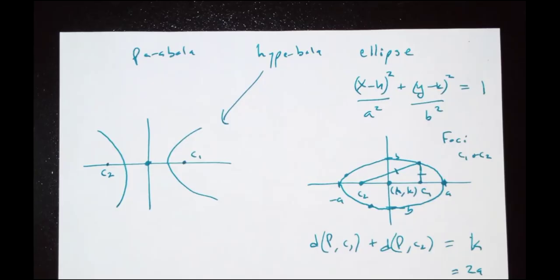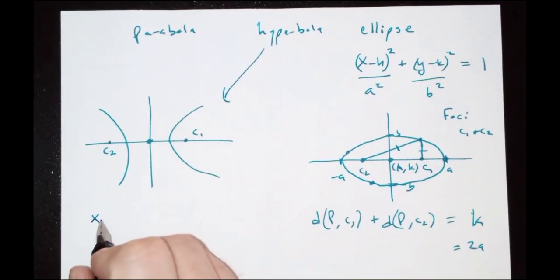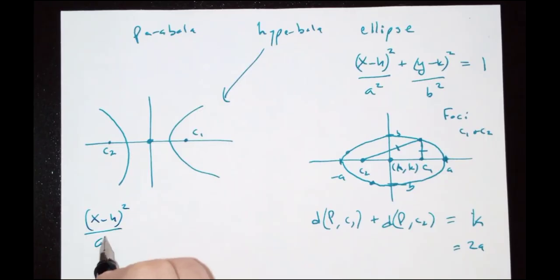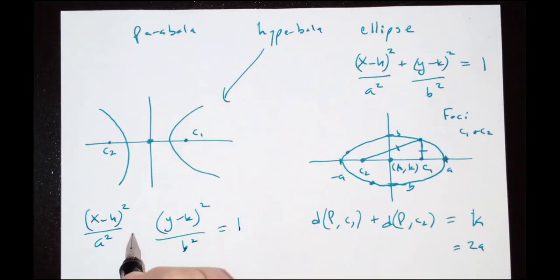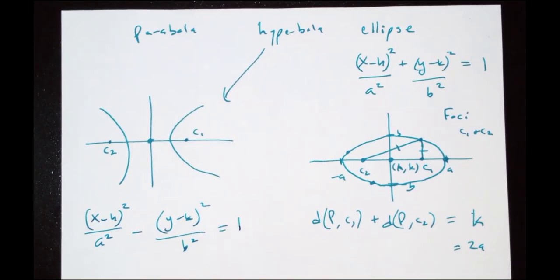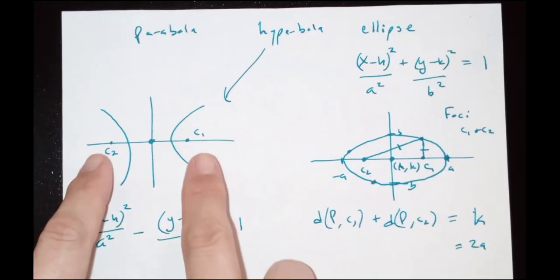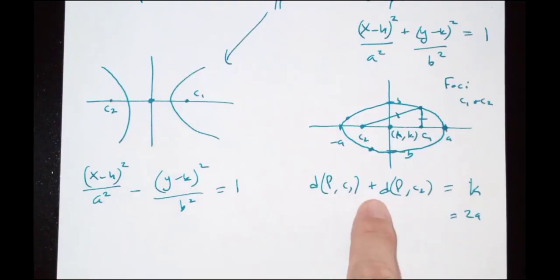But what's really interesting to me is that the equation for a hyperbola is almost the same as the equation for an ellipse. The equation for a hyperbola has a minus sign in the middle. That's the only difference in the equation. Instead of adding the two distances, I'm subtracting the two distances. But I'm still measuring the distance from C1 and C2, only down here instead of add, I have minus.